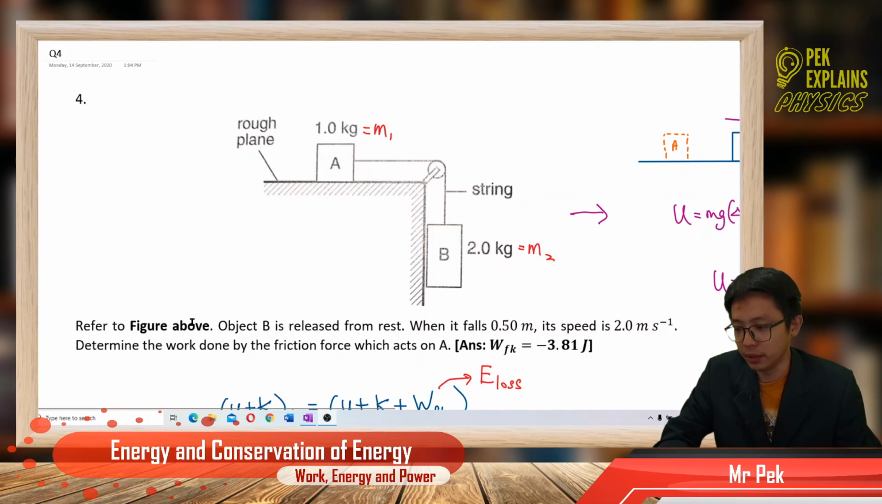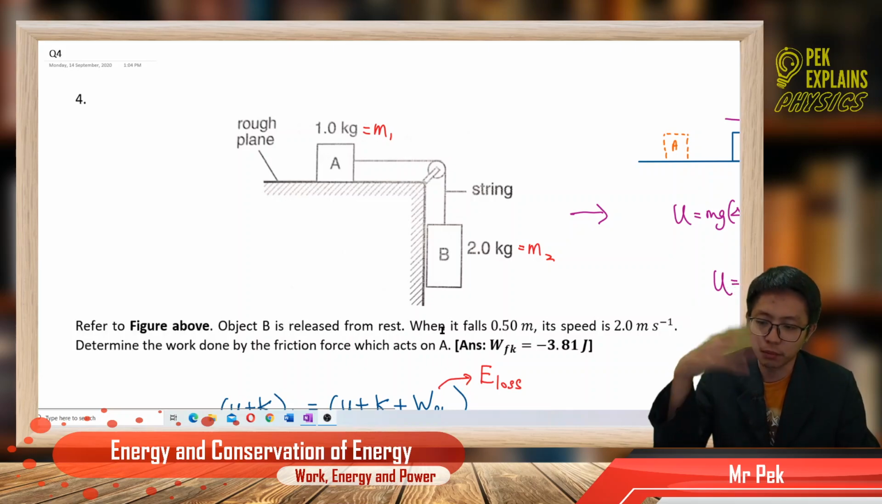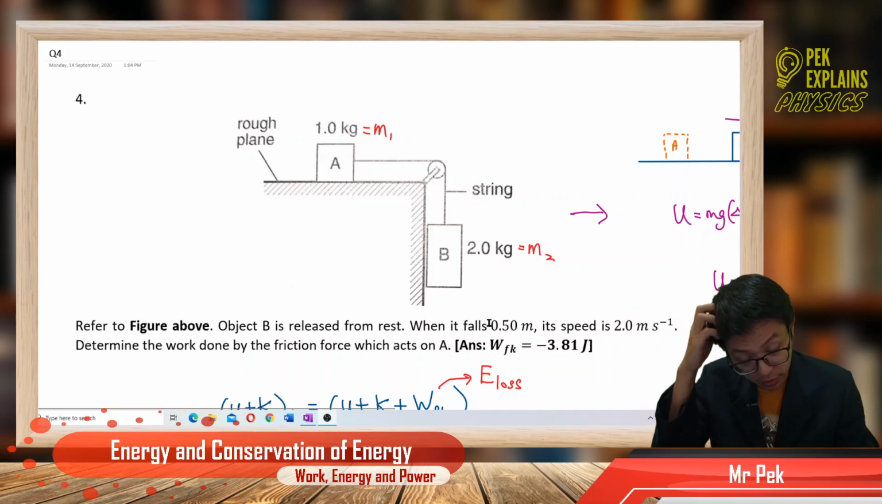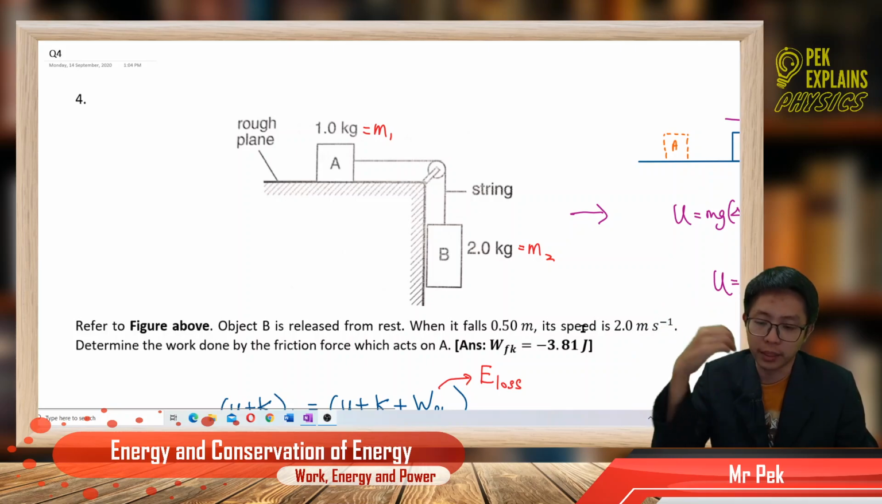Refer to the figure above. Object B is released from rest. Okay, release the block B. When it falls 0.5 meter, its speed is 2 meter per second. That means it falls, losing gravitational potential energy but gaining kinetic energy.